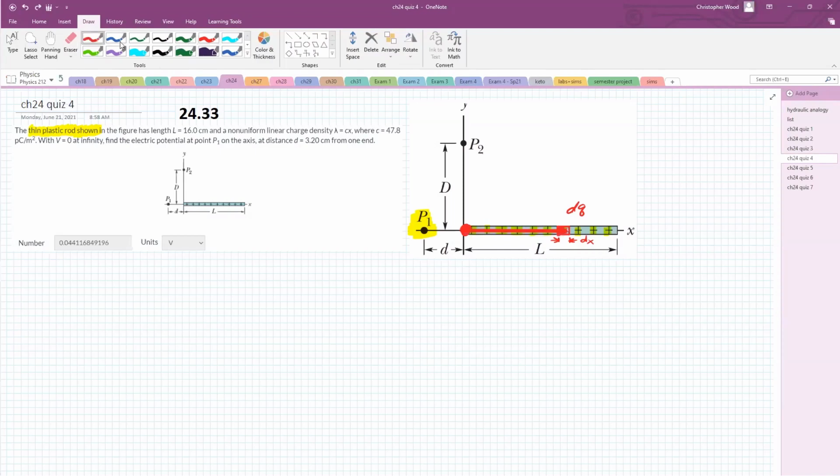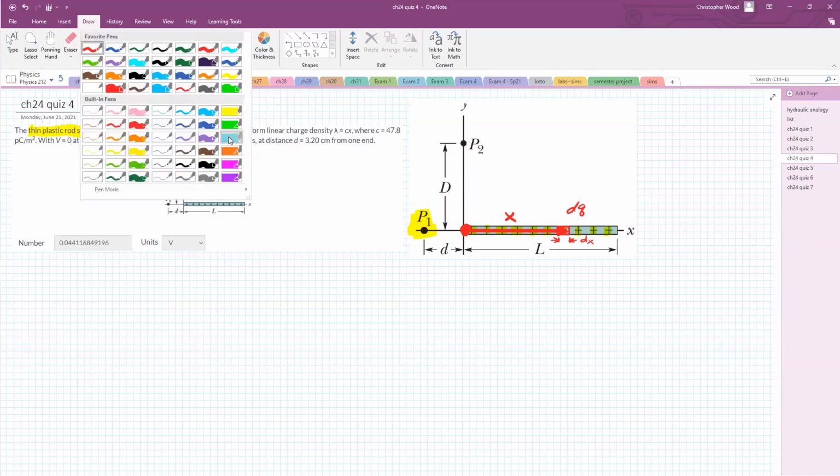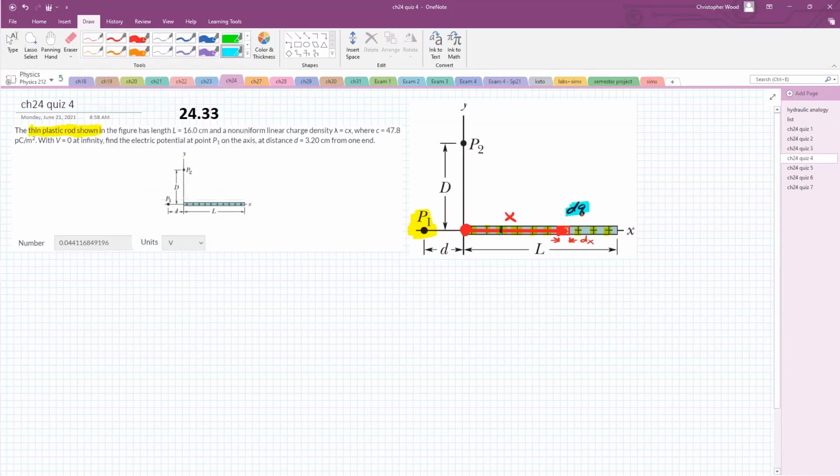So I've named my particle. I've specified its size. Let me just go through this. Here's the name of my particle. Here's the size of my particle. Here's the location of my particle. Probert's standing here at P1 because the question is saying, find the electric potential, find the voltage at point P1.